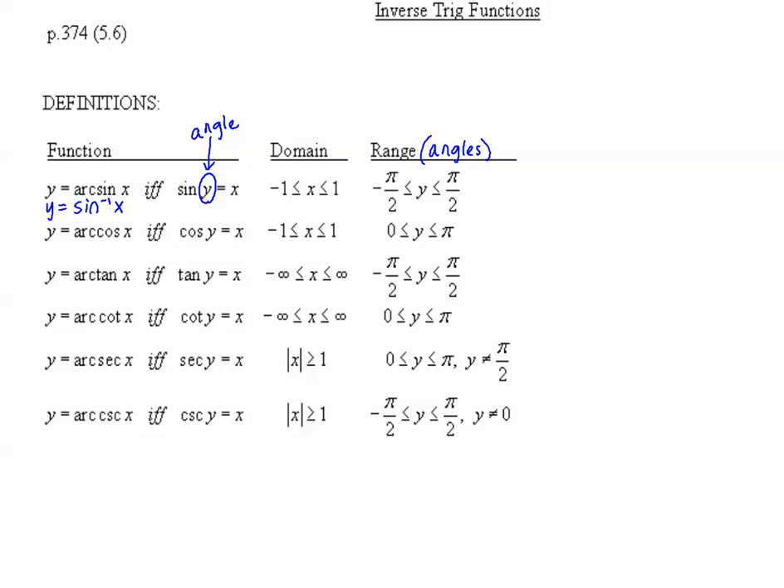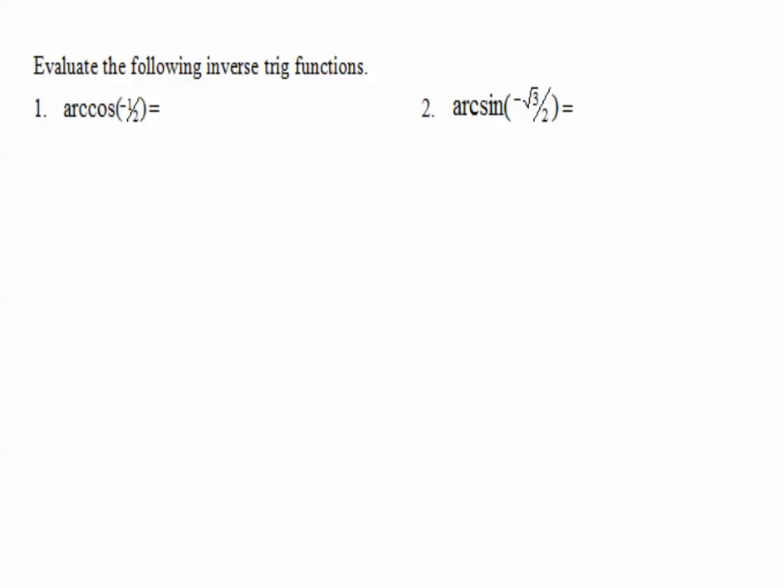For example, you may have a better recollection if we do some of these examples. Evaluate the following inverse trig functions. So arc cosine of -1/2 equals, we are asking what angle is it? Arc cosine, inverse cosine is asking for an angle. So normally we would say, and let's call this angle something. Maybe we call this theta, the angle theta. So let's change this into saying the cosine of what angle equals -1/2.